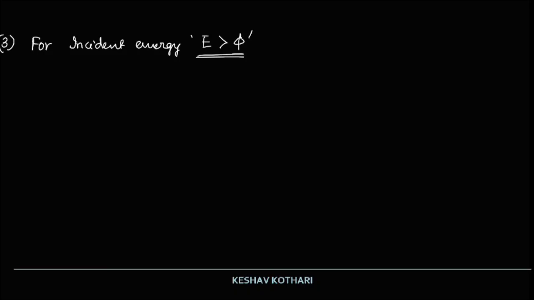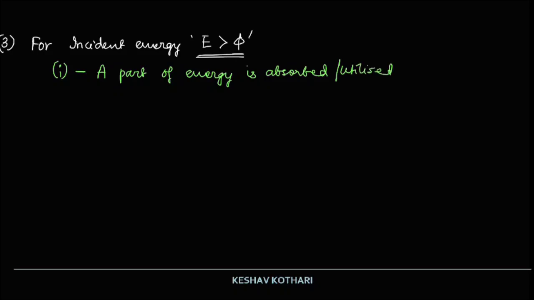So now, following Planck's idea, Einstein suggested that when the energy of the photon is greater than the work function, the absorption of energy is done in two parts. The first thing, which I am writing as point number one, a sub part of the third point, is that a part of energy is absorbed, or I can say utilized, in bringing out the electron from the metal surface.